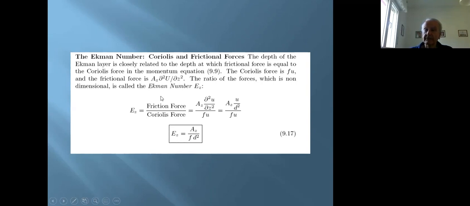So if this Ekman number is very small, then we can assume that... if this Ekman number is on the order of 1, we can assume the Ekman equilibrium. We can say, yes, the Ekman solution describes well our motion. And this Ekman number is the ratio between the frictional coefficient, the Coriolis parameter, and the Ekman layer depth.